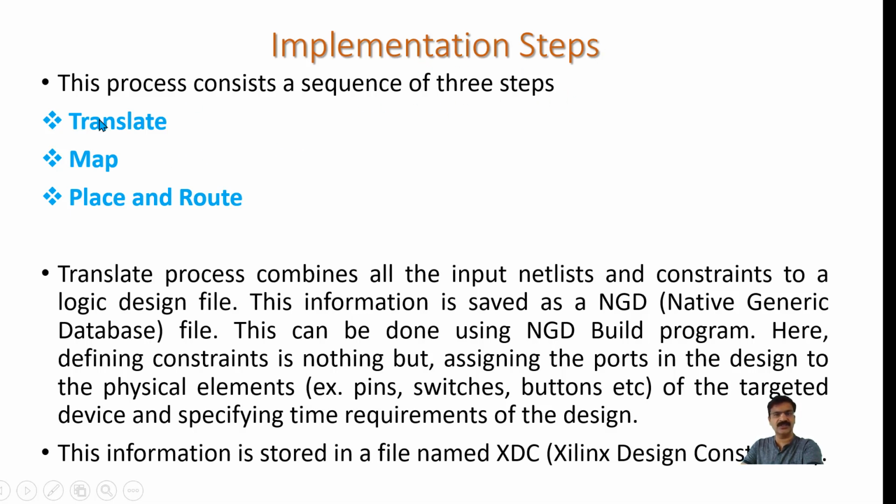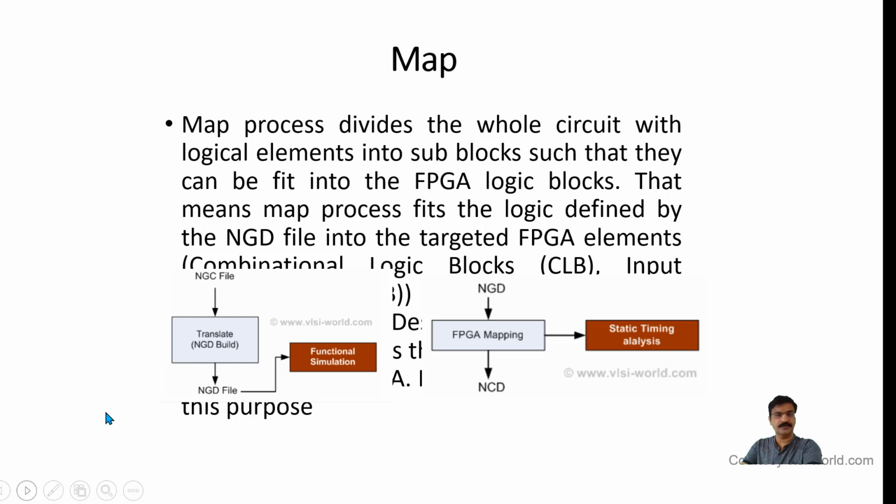Implementation steps. This process consists of a sequence of 3 steps: translate, map, and place and route. The translate process combines all input netlists and constraints into a single logic design file. This information is saved as an NGD file, native generic database file. This can be done using the NGDBuild program. Here, defining constraints is nothing but assigning ports in the design to physical elements such as pins, switches and buttons of the targeted device, and specifying the timing requirements of the design. This information is basically stored in a file called the XDC file, which stands for Xilinx Design Constraints.